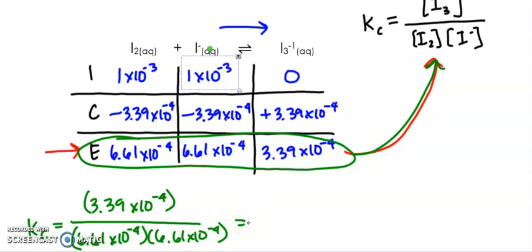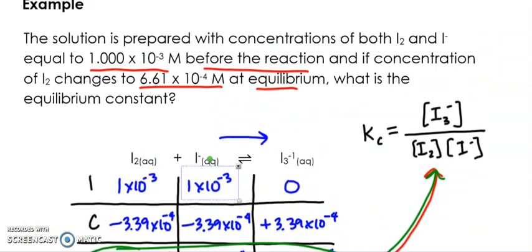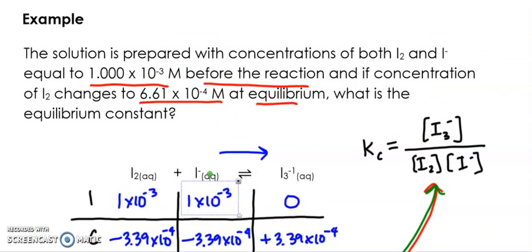When you plug this in your calculator, you're going to get 775 point something. I can't remember what it is. But you're going to round this to 3 sig figs, which would be 776. So this is your value for Kc. That's how you calculate Kc given concentrations in what we call an ICE table.